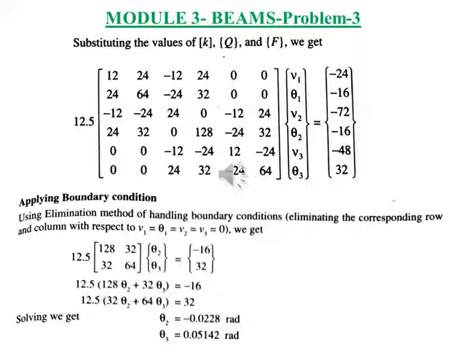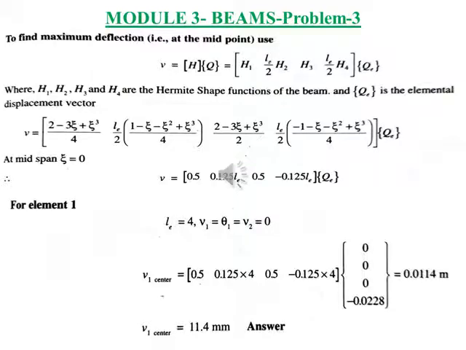Solving, we get theta 2 to be minus 0.0228 radians and theta 3 to be plus 0.0514 radians. Now to find the maximum deflection, we have to multiply the Hermite shape function with the deflection matrix. So mu max is equal to H into q, that is H1, H2 le by 2, H3, H4 le by 2, into q. H1, H2, H3 and H4 are the Hermite shape functions for the beam. So writing down the formula for the same, QE is the elemental displacement vector.